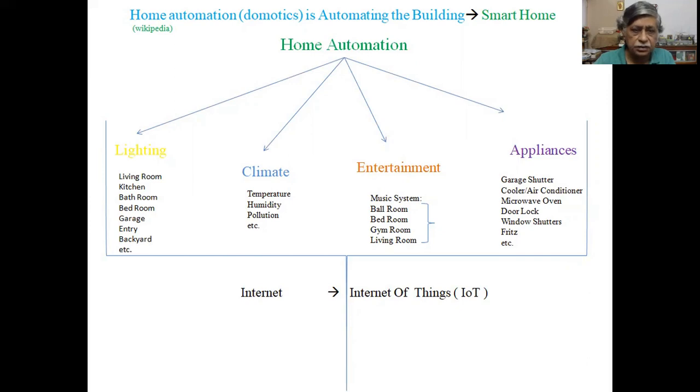For example, as far as the lighting is concerned, the lighting inside living room can be controlled. The lighting of kitchen can be controlled, inside the bathroom, in the bedroom, and the garage, and the backyard. Something like this. In all these places, the lighting can be controlled automatically. And as far as the climate is concerned, you can try to maintain the temperature, humidity, and pollution inside the home system or inside the house.